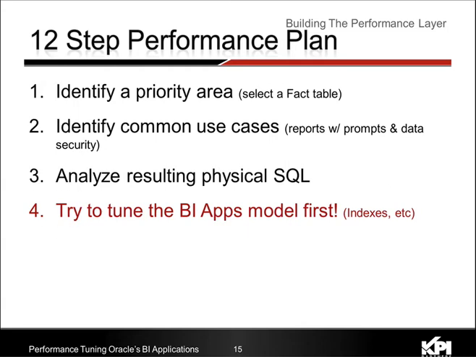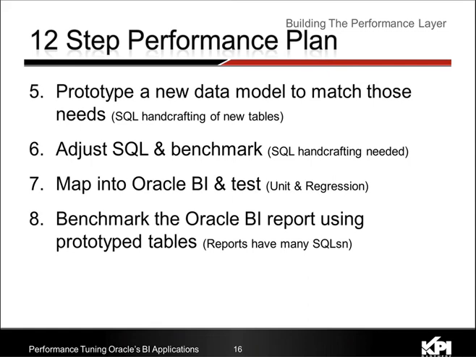However, the reality is, in many cases, those are either in good shape or it's not enough. So we actually have to start some work on building a performance layer. What we'll do is start to prototype a new data model to match those needs. And this is, again, more SQL handcrafting. This is where we're going to create some new tables. We'll look at the SQL, see what fields are being used, what filters, what calculations, et cetera, and what might be a perfect solution to make a very easy and fast SQL. When we build these new tables, we adjust the SQL to use the new tables. We have to rewrite that SQL by hand, and we'll rerun it.